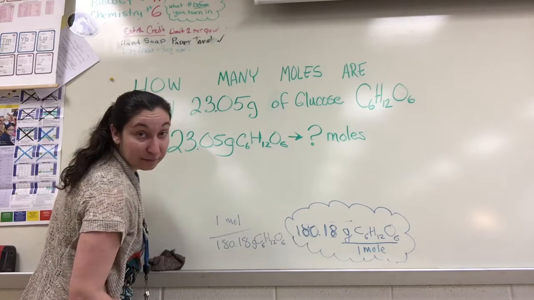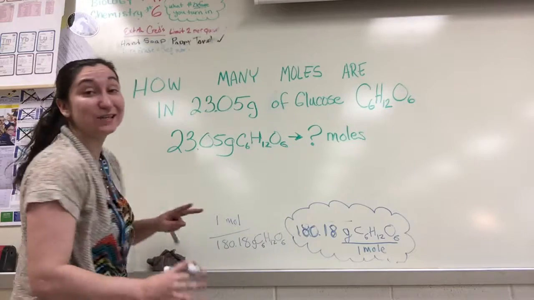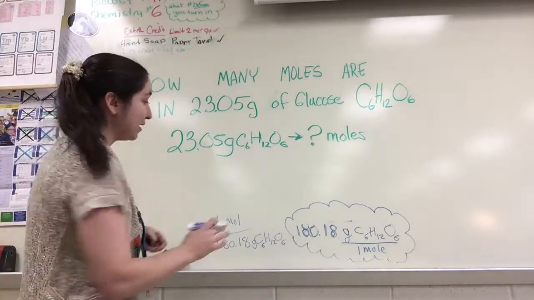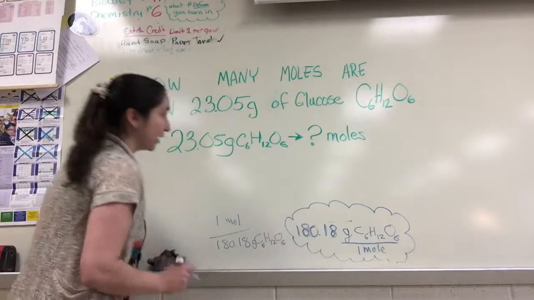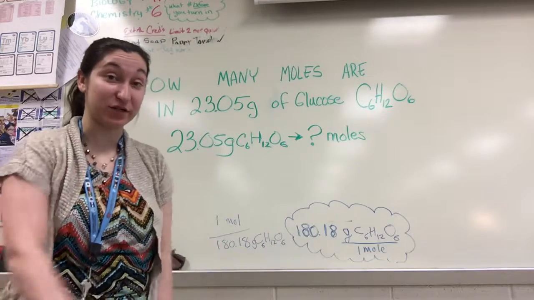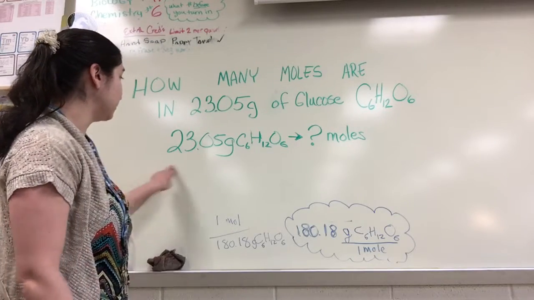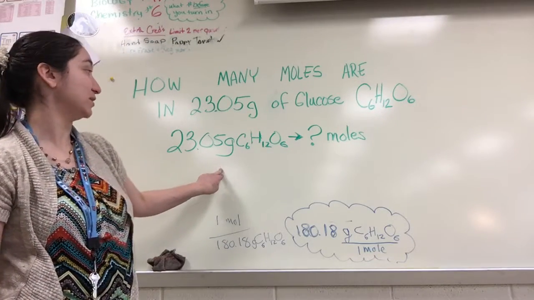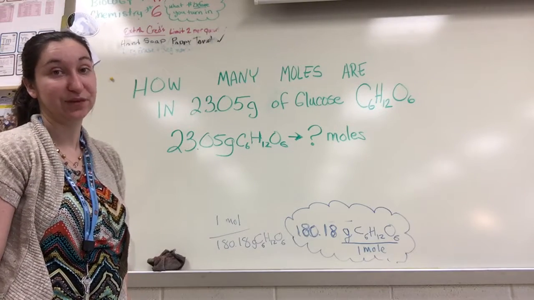C6H12O6. So you can write this either way. It does not matter. I'm going to leave it in this format. So let's get back to our original question. Our original question was, if you have 23.5 grams of C6H12O6, how many moles is that?